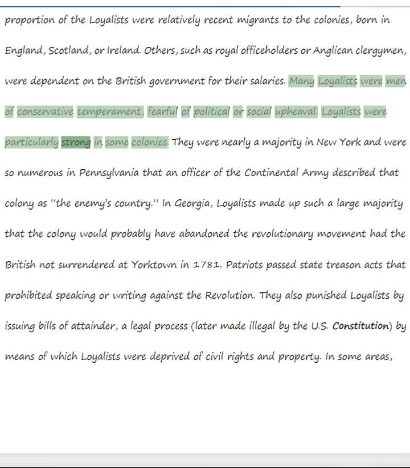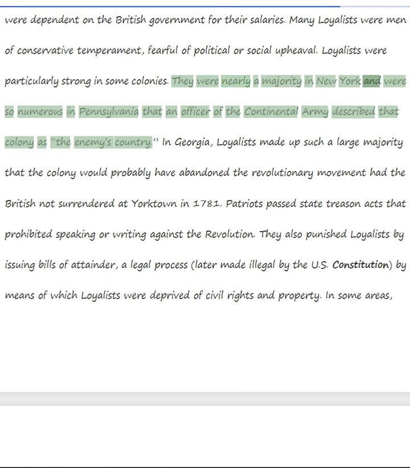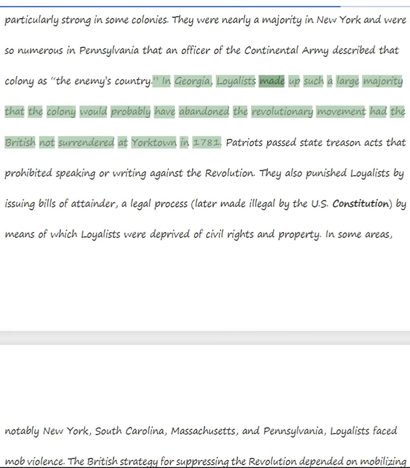Loyalists were particularly strong in some colonies. They were nearly a majority in New York and were so numerous in Pennsylvania that an officer of the Continental Army described that colony as the enemy's country. In Georgia, Loyalists made up such a large majority that the colony would probably have abandoned the revolutionary movement had the British not surrendered at Yorktown in 1781.